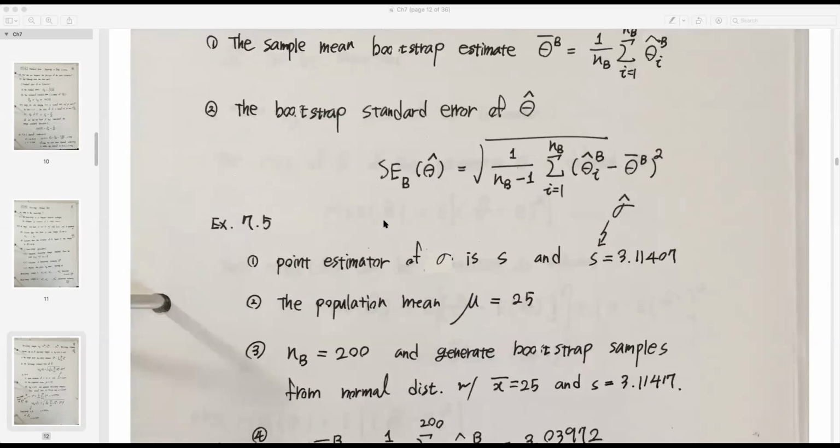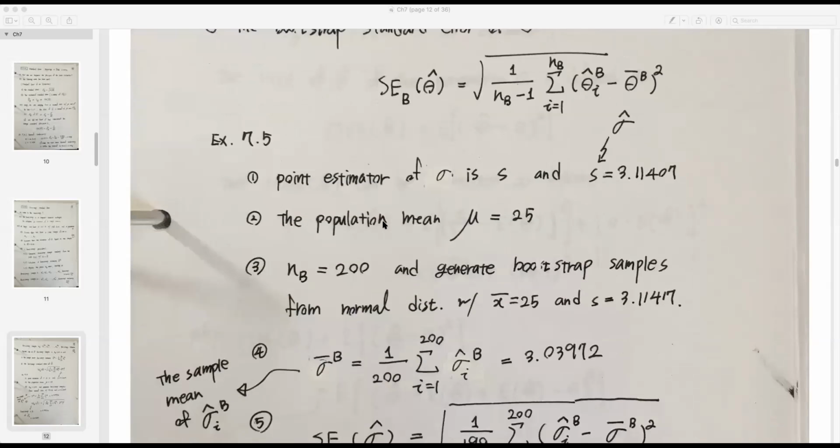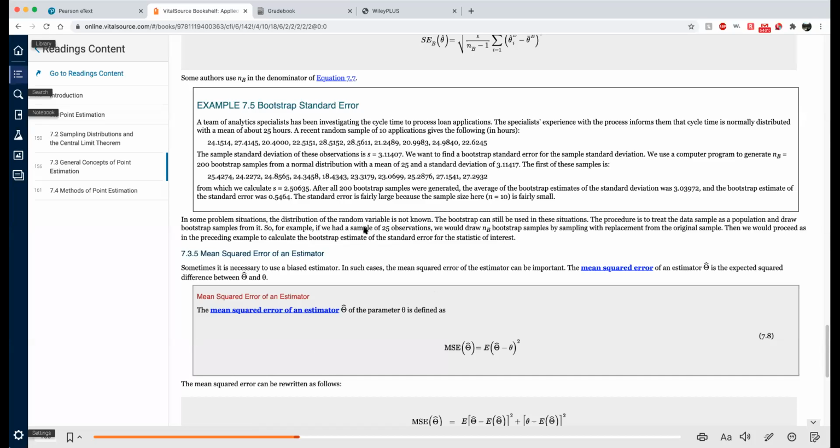So now see example 7.5. All right, this is example 7.5, a bootstrap standard error example in the textbook.